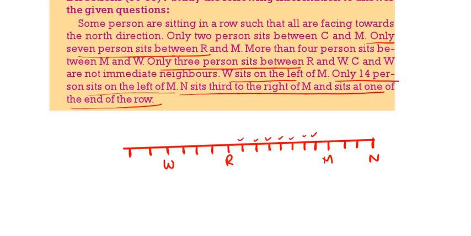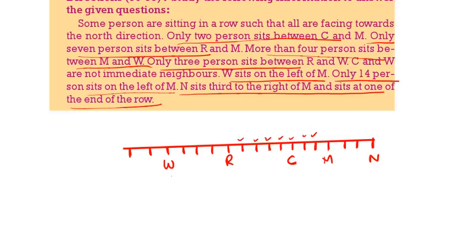And W is on the left of M. More than 4 persons are there between M and W. So if we take the right side of R, we won't get this point. Then C and W, they are not immediate neighbors. 2 persons are there between M and C. So this is the puzzle we got.